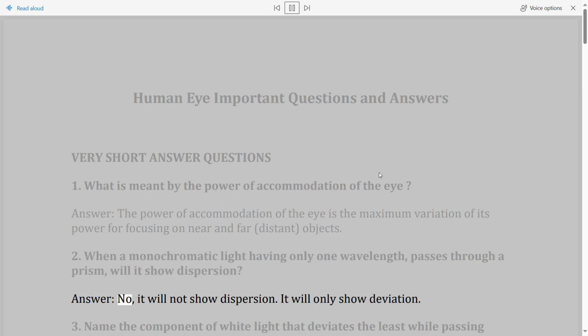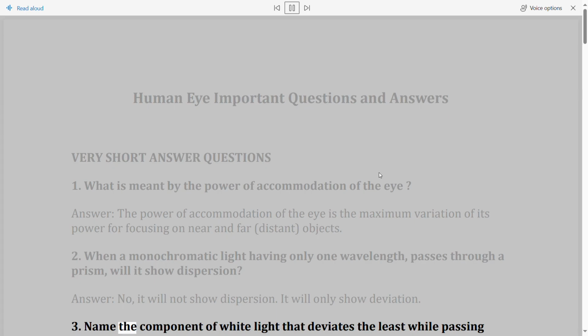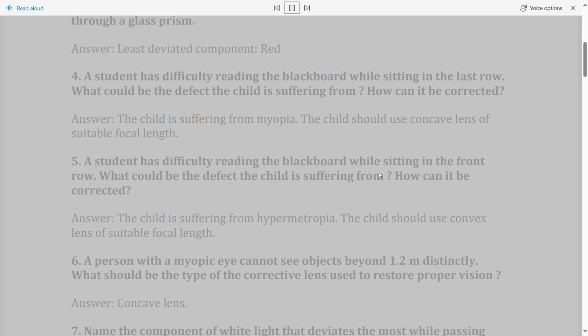Answer. No, it will not show dispersion. It will only show deviation. 3. Name the component of white light that deviates the least while passing through a glass prism. Answer. Least deviated component, red.